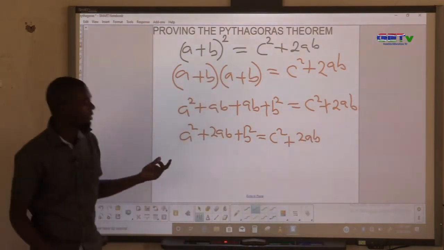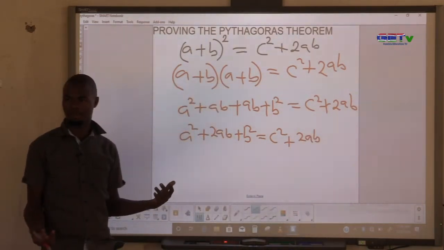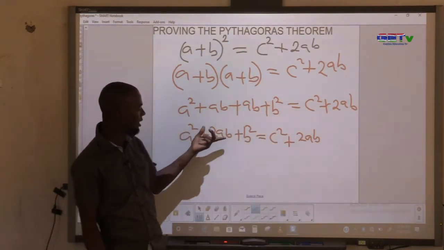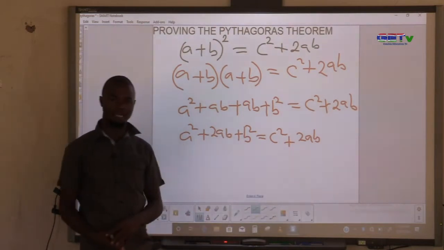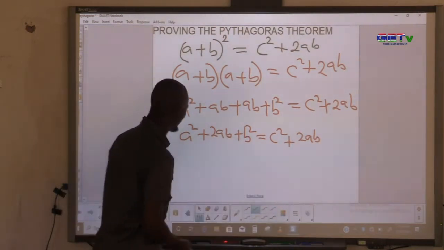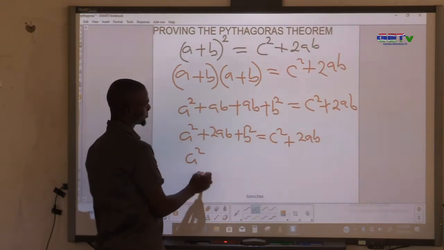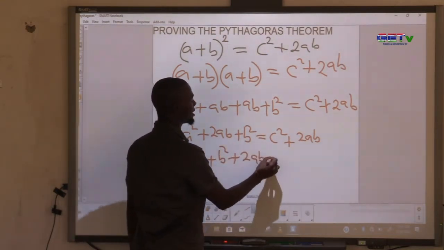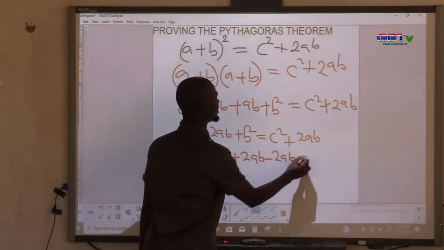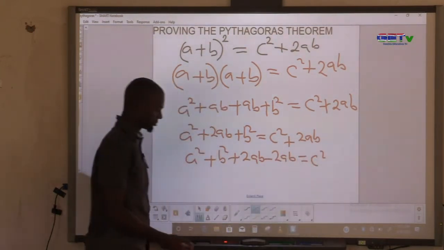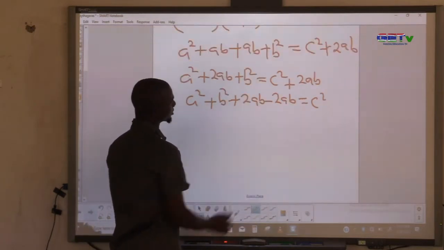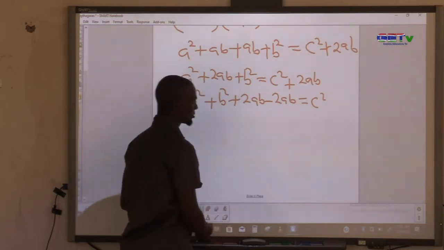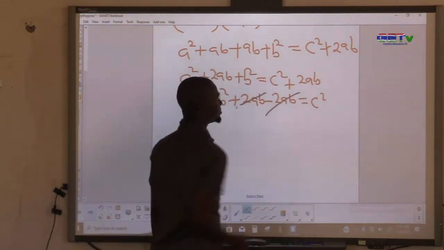Now look at this properly. You can see like terms in it. Transpose the 2AB to the other side because this 2AB and this 2AB are like terms. So if we transpose it, we will have A square plus B square plus 2AB minus 2AB, which is equal to C square. You will see plus 2AB minus 2AB will cancel. That is 0.